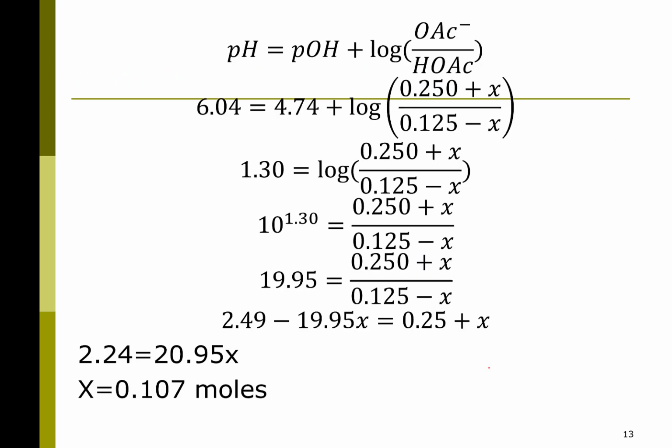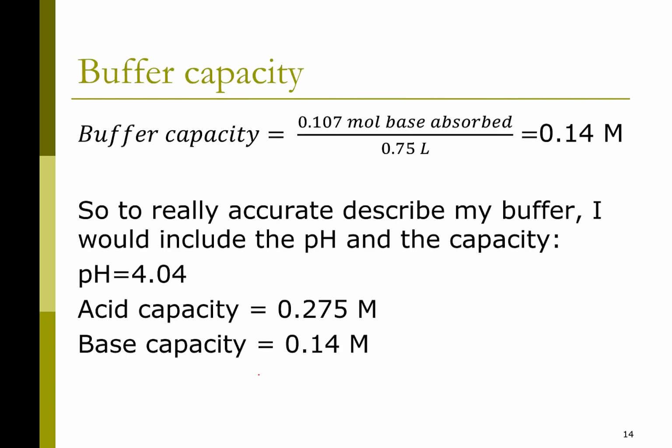Again, I'm trying to solve for X. I know my target pH is 6.04. That's where my effective buffering region ends. And so I do what I did before, subtract 4.74 from each side, raise both to the power of 10, cross multiply and solve for X. It actually takes less base than it did acid to shift the pH. Again, I prefer to specify the buffer capacity in molarity so that it doesn't matter what my initial volume was. And so my base buffer capacity is 0.14 molar.